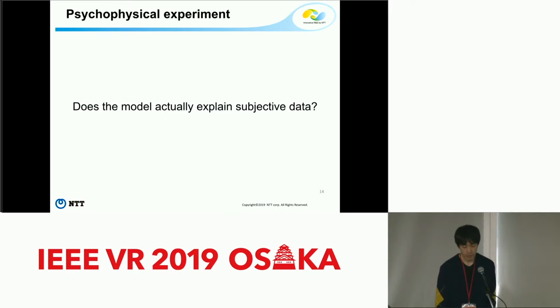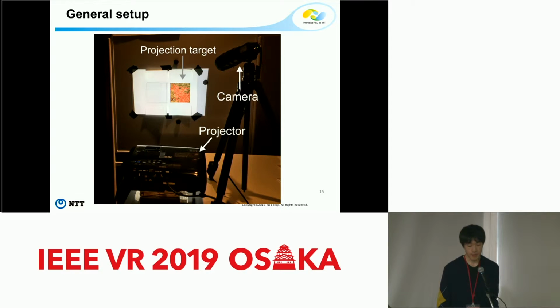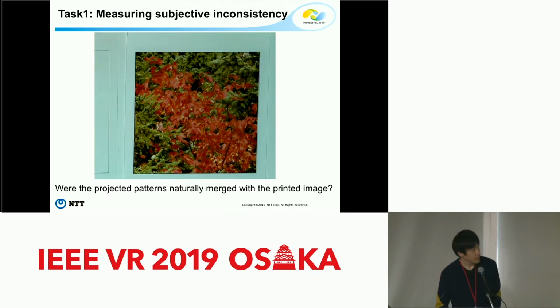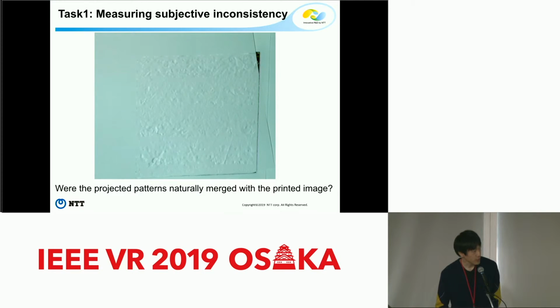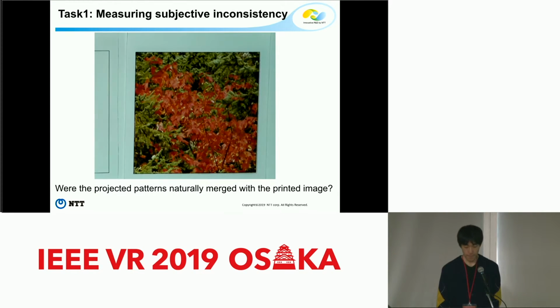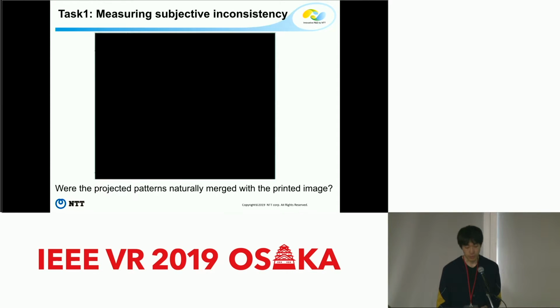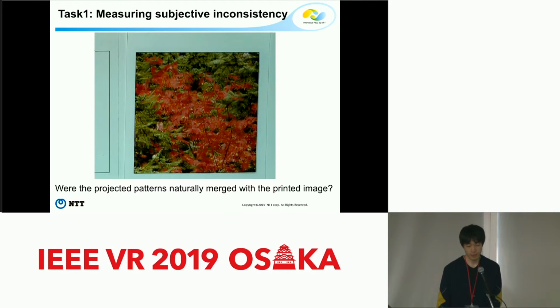Okay, next, let me explain the psychophysical experiment. We examined how well the perceptual model can explain the actual subjective experience. This is the general setup of the experiment, and this is a typical example of stimuli. We projected this kind of luminance modulation as a motion-inducer pattern. In the first task, we measured the subjective inconsistency. We asked the observers to answer whether the projected patterns naturally merged with the printed image.